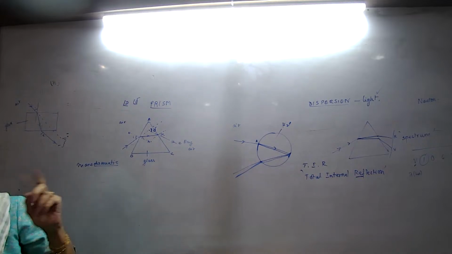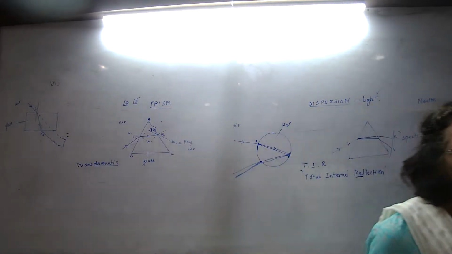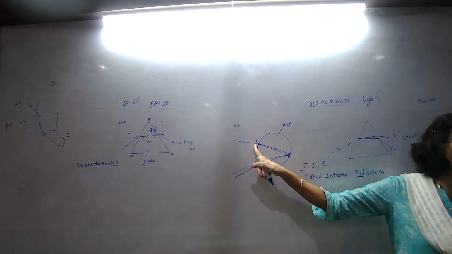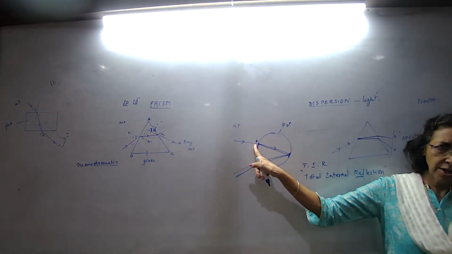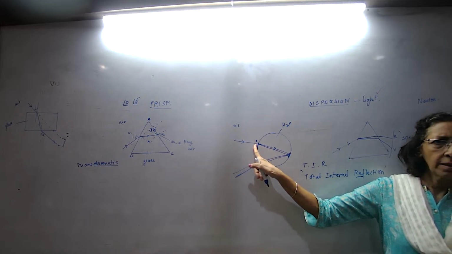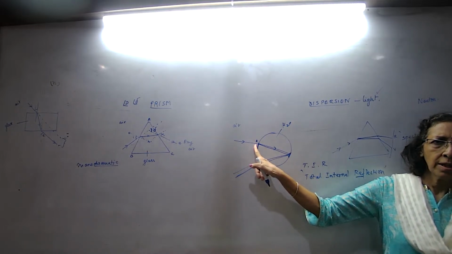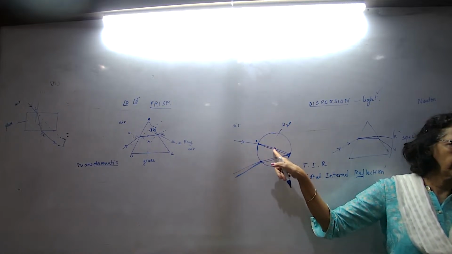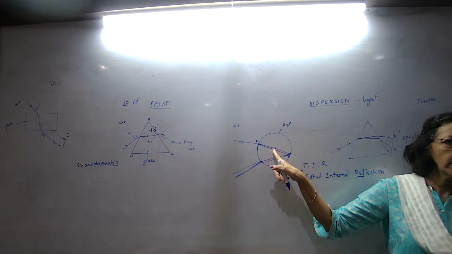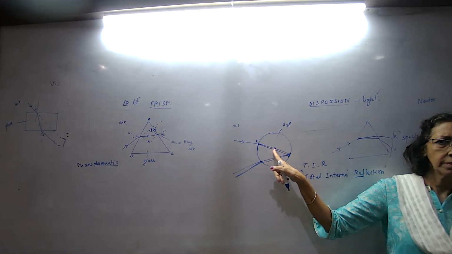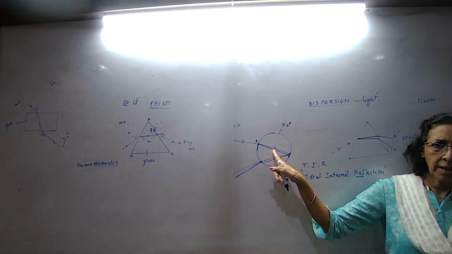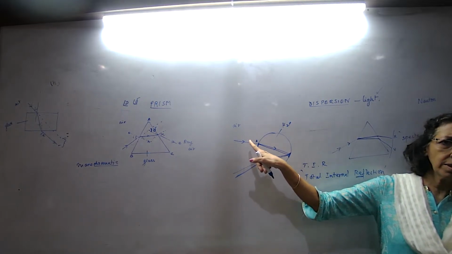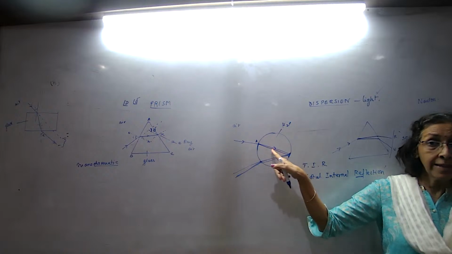Now with reference to the diagram, if I tell you, you will be able to write it in your own words. Point A. What is happening here? Write it. Point A, refraction. Come on, write down quickly. Light entering from air to water. At point A, light is undergoing refraction because it is entering a denser medium.